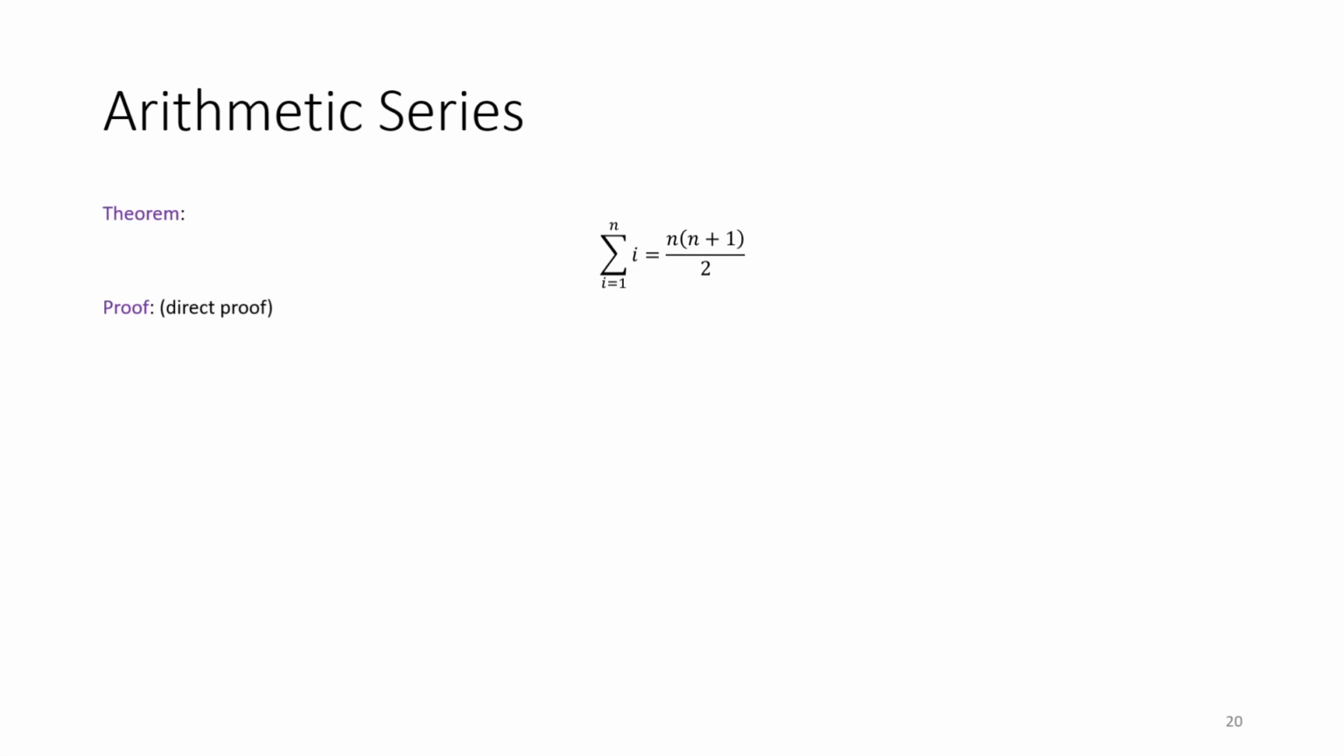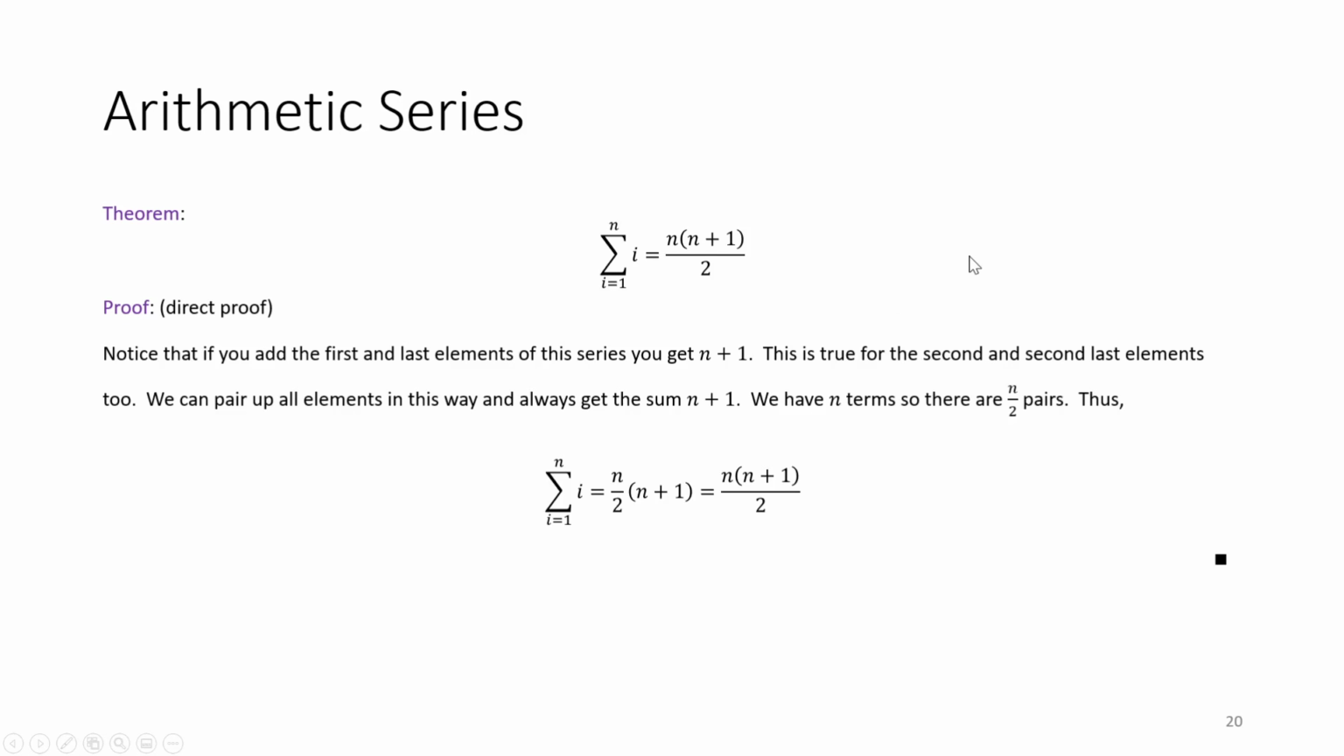So I've got that same argument here. Just very simply, if you add the first and the last element, you get n plus 1. This is true for the second and the second last. We compare all elements in this way to get the sum n plus 1. How many such pairs are there? There will be n over 2 such pairs, so we get this formula that we expected. So, cool proof.